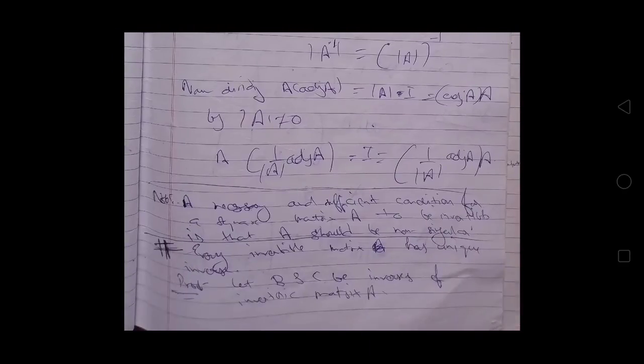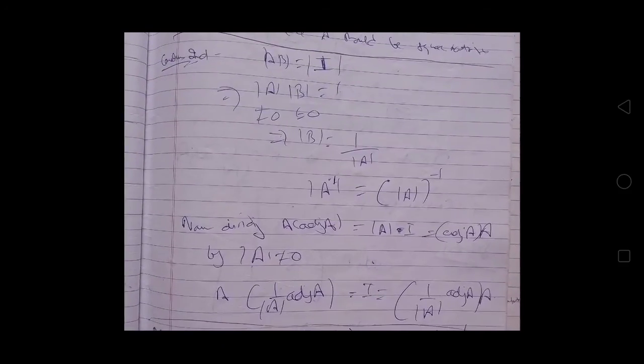So, a necessary and sufficient condition for a square matrix A to be invertible is that A should be non-singular, because we have shown determinant of A into determinant of B is equal to 1, and the product of two non-singular matrices is non-singular. So, both the matrices should be non-singular.